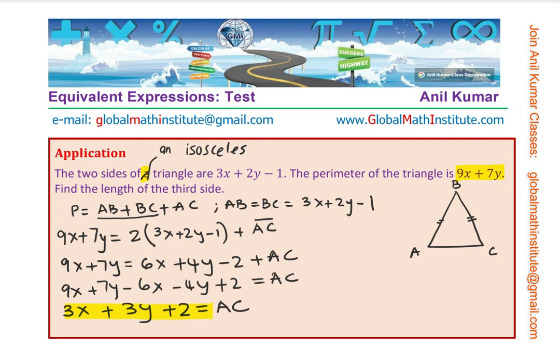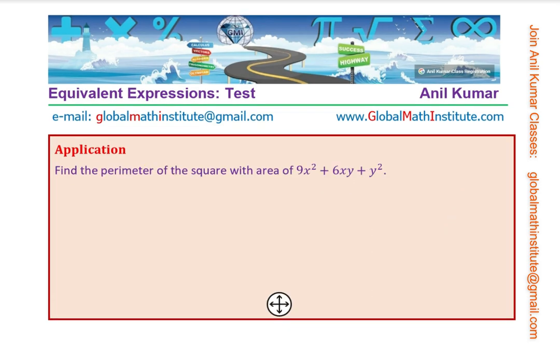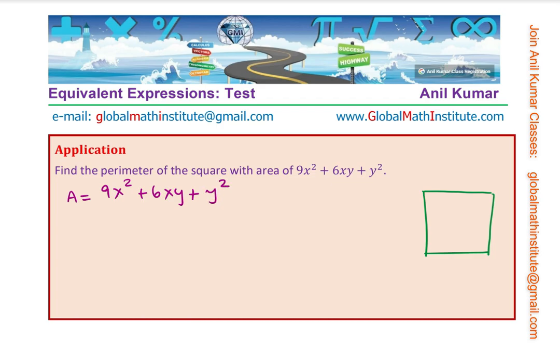Okay. Now let's look into the next question, which is also an application question. Find the perimeter of a square with area 9x squared plus 6xy plus y squared. So what we are given here is a square. Perimeter is the sum of all the sides, correct? We are given the area. So what is the area given to us? Area is 9x squared plus 6xy plus y squared. So it is a perfect square.